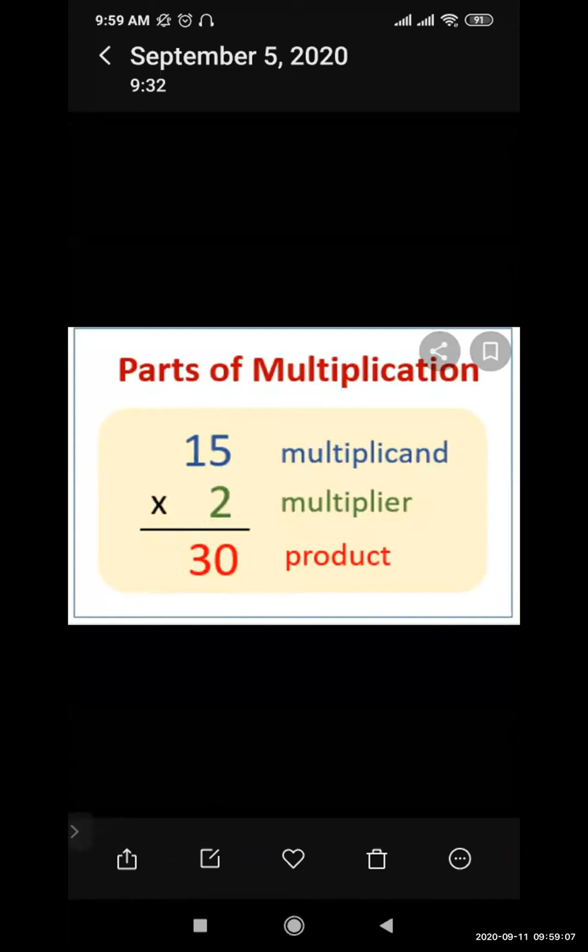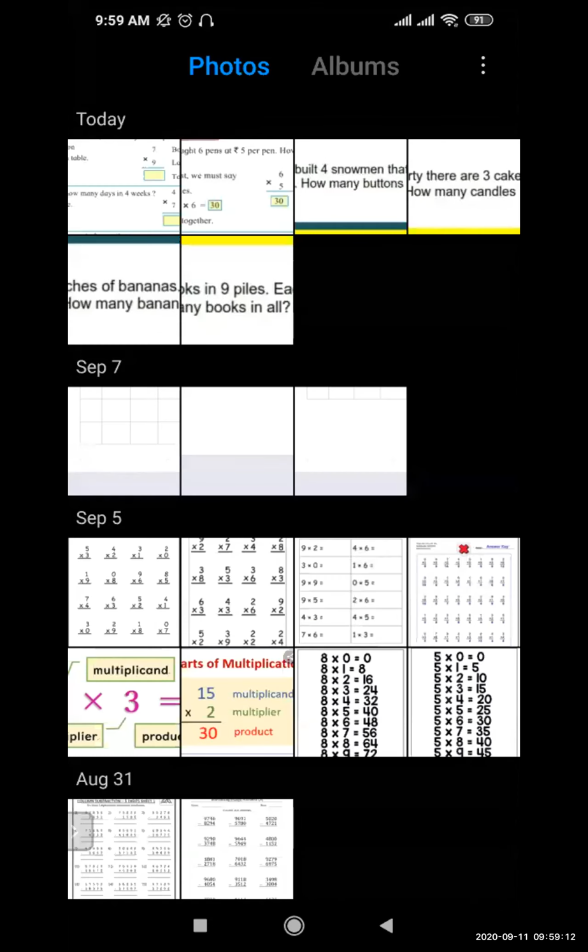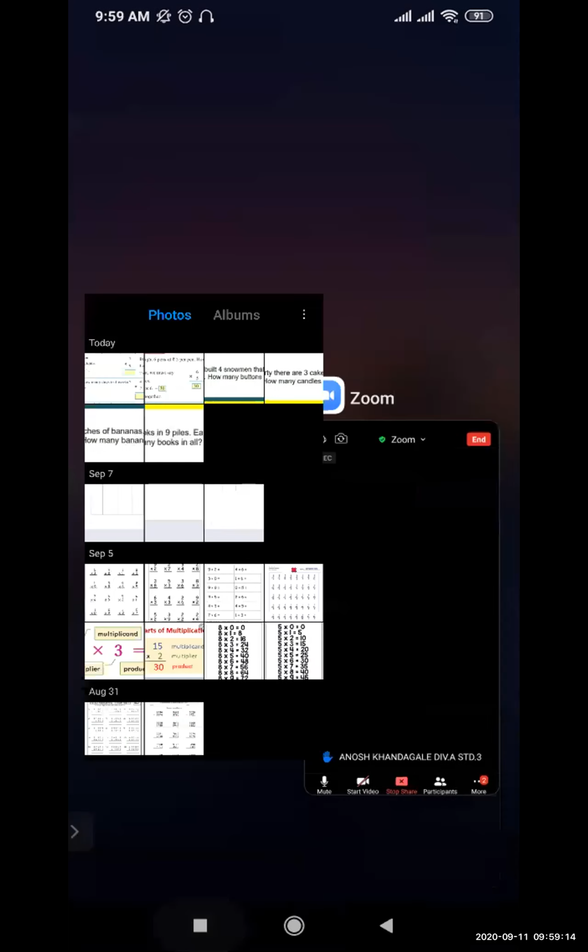Now we are proceeding to the properties of multiplication. I want your entire attention on your main screen, children. Please be attentive. Nobody will respond through the chat box. Okay. Now, we are proceeding to the properties of multiplication.